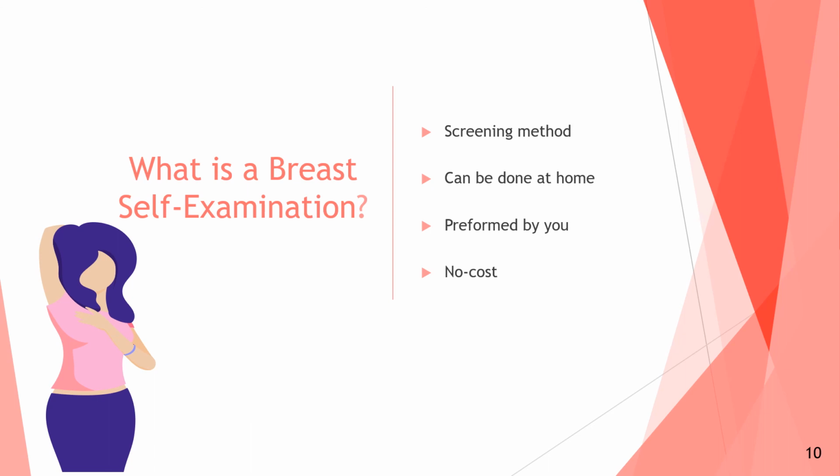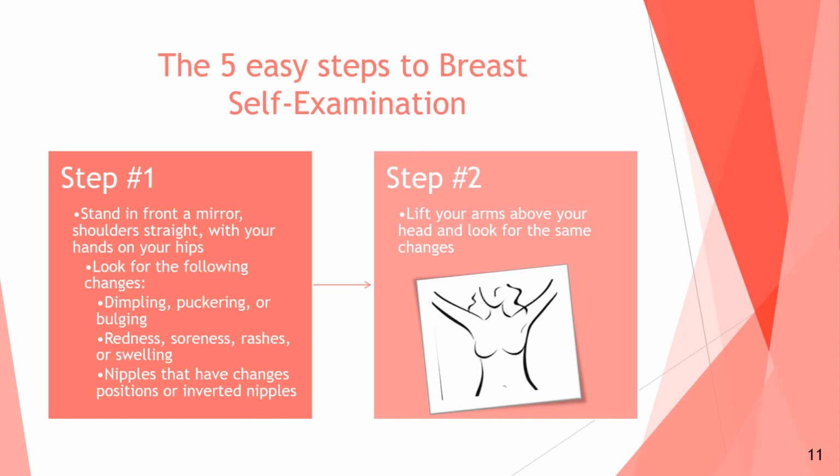This exam can be done in the comfort of your own home at your own convenience, while at no cost to yourself. A breast self-examination can be done in 5 easy steps. Step 1. You will need to stand and look at yourself in the mirror with your shoulders straight and your hands on your hips. Look at your breasts to confirm that they are the usual shape and color.